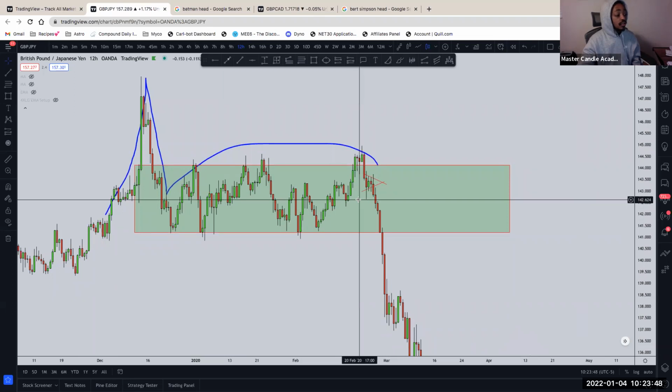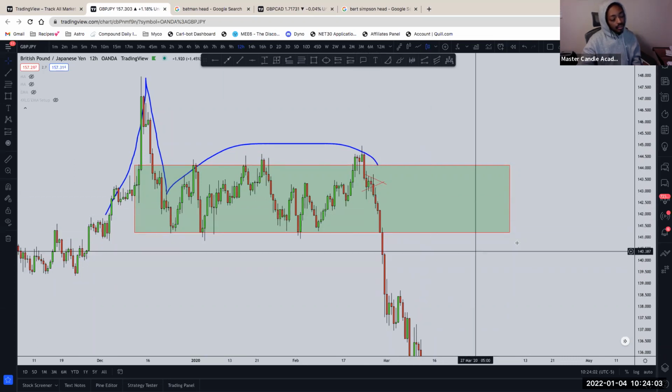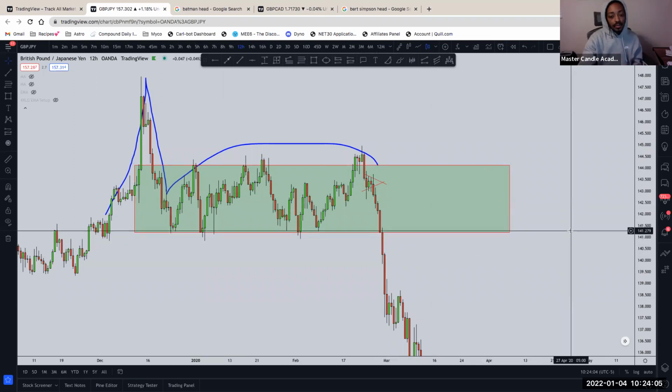Candlesticks closing below zones, right? That's all it lets you know. As long as candles are closing below the low, we're going to the downside. Candlesticks closing below the low of wicks, right? We're going to the downside. So you just use price action at that point.